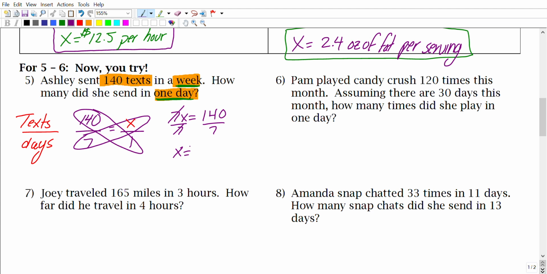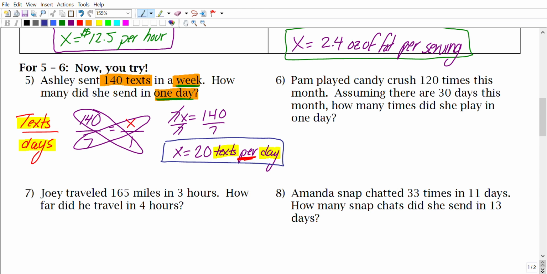I get x equals what? What's 140 divided by 7? That should be 20. But 20 what? 20 texts per day. Okay, guys? Remember, this has to be between the two things that we are comparing. We are comparing texts and days. Texts and days. Okay? So let's just make sure we understand that.